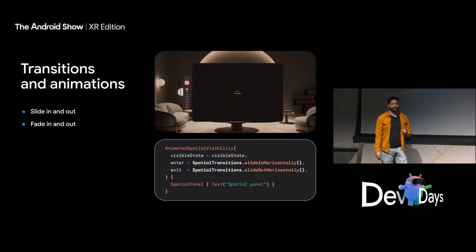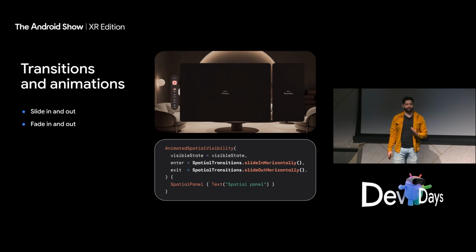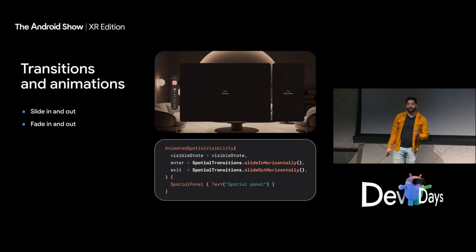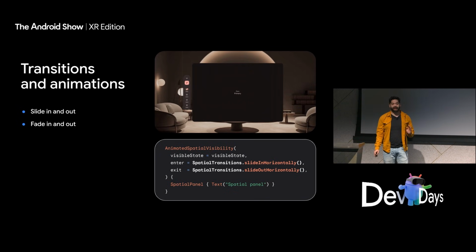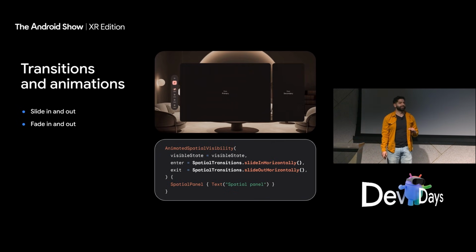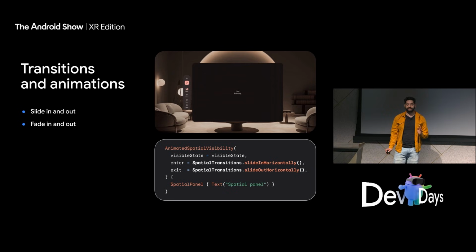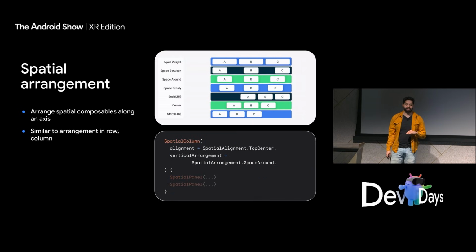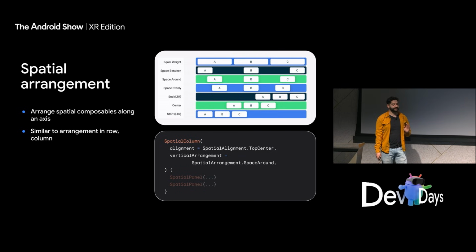Additionally, we've added support for transitions in the spatial context, including both sliding and fading in and out. Spatialized components like panels can now naturally enter and exit your spatial layout, creating a fluid design language for your app. Spatial arrangements make it straightforward to create consistently spaced spatial layouts, with different spacing options to choose from.